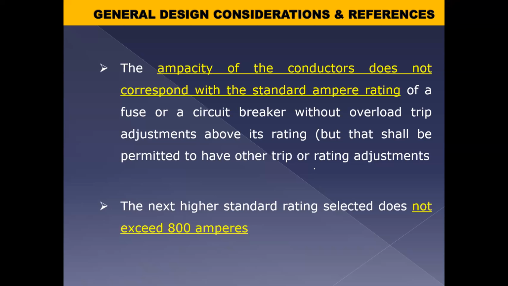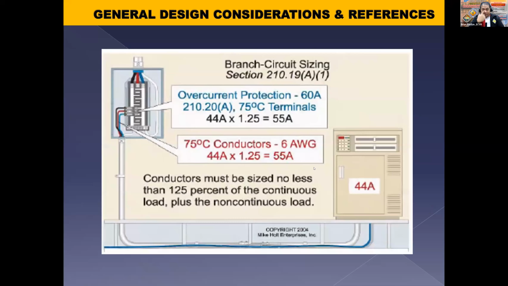So there are some examples like this one, no? For example, you have a number 6 American wire gauge for a continuous load of 44 amperes, times 1.25. So you'll have 55 amperes, no? So your circuit breaker, the next size higher, is 60 amperes.